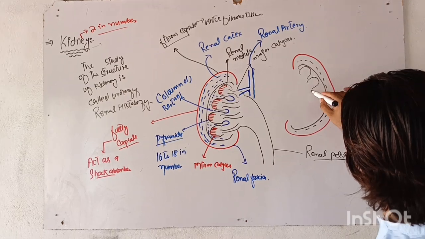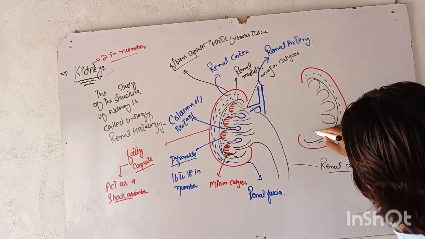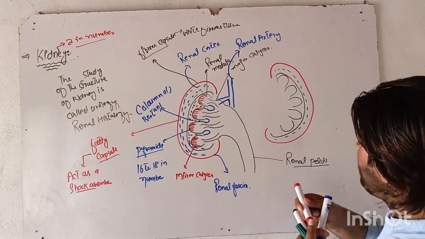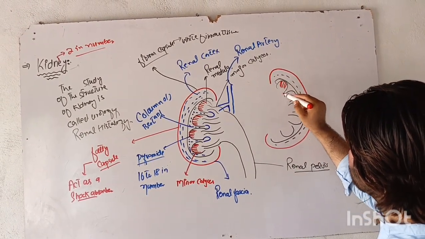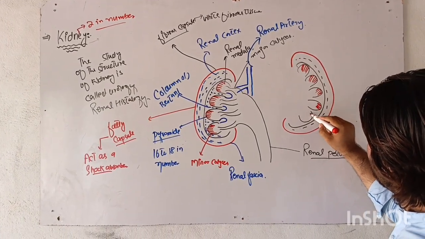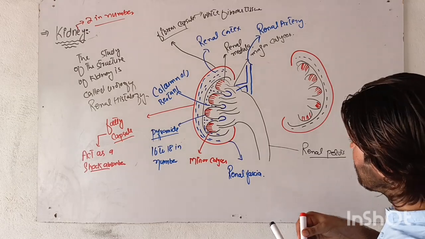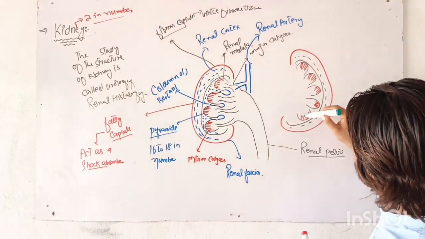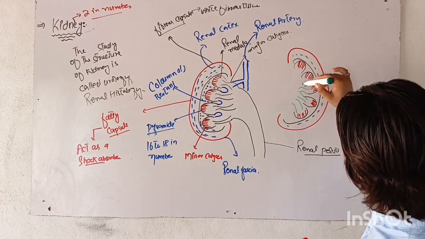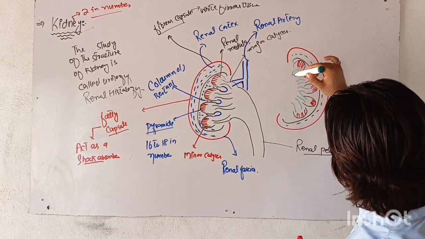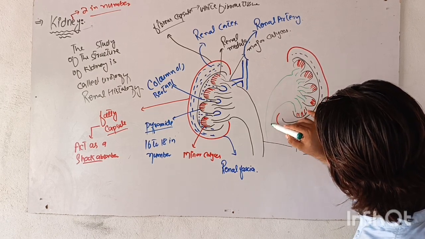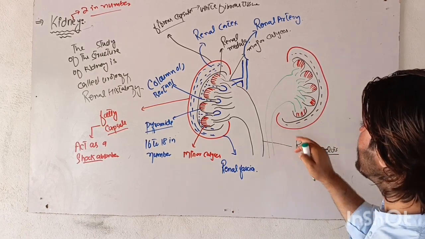This is known as the pyramid, which is 16 to 18 in number. Inside this pyramid there is a small calyx, known as the minor calyx. This minor calyx opens into a major calyx, and the major calyx opens into the renal pelvis.